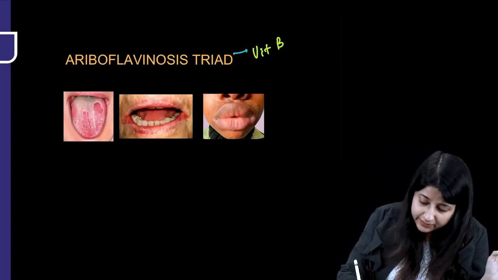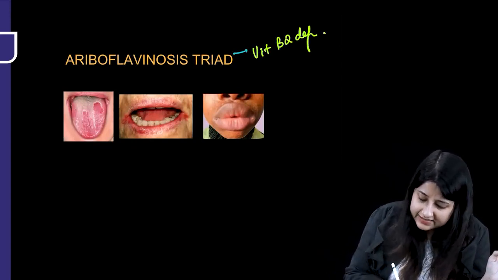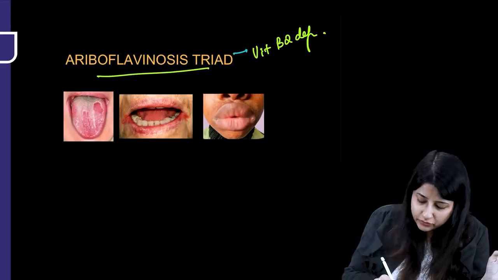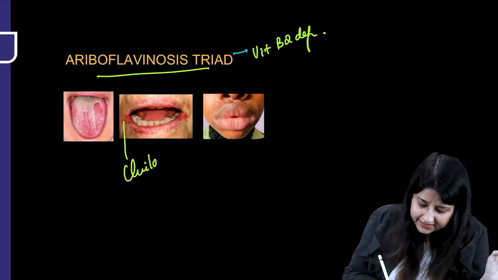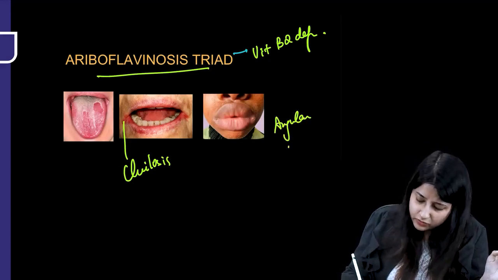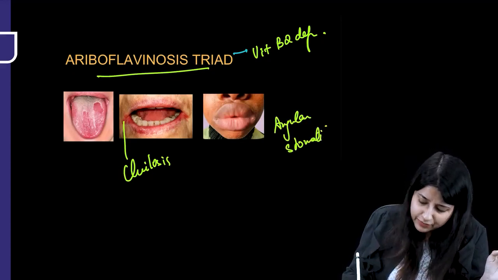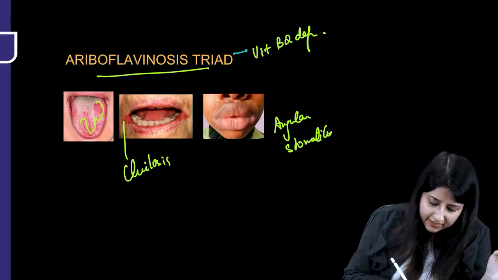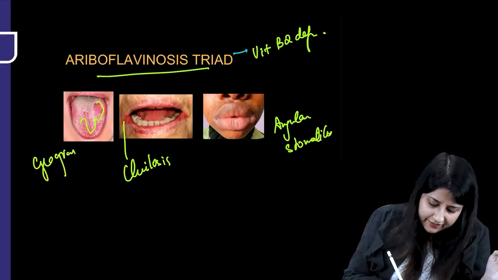So this is vitamin B2 deficiency, the ariboflavinosis triad. Cheilosis, fissures on the side of the mouth. This is angular stomatitis. And plus, what happens here? Geographic tongue. This is geographic tongue, glossitis.